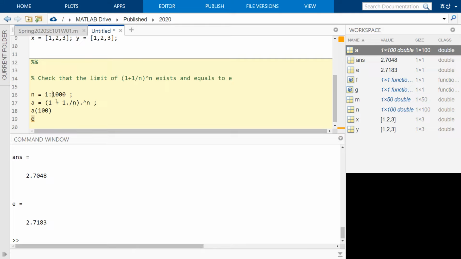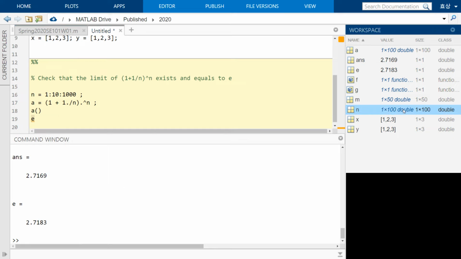So you can choose your n as an integer array from 1 to 1000, with 1000 elements, but you can also put the step size, because if you don't want the entire 1 to 1000, and we only want to check the last one, you can use this. Okay, 100. So now I use the step size 10 from 1 to 1000. So basically you have a 1 times 100 size matrix n.